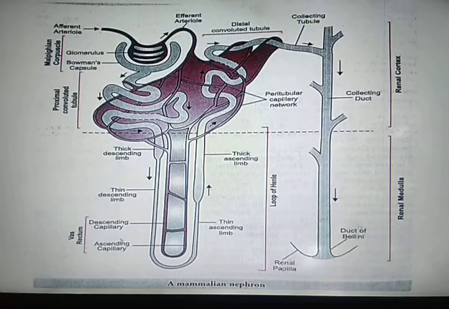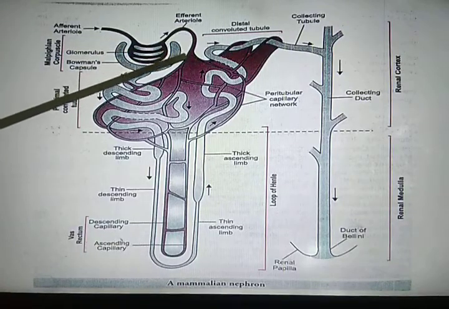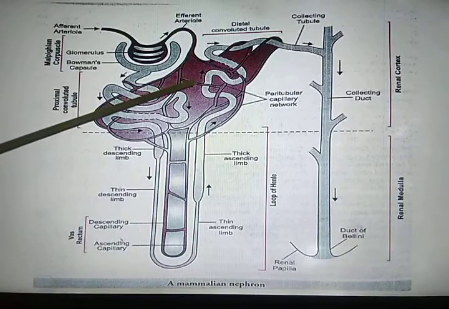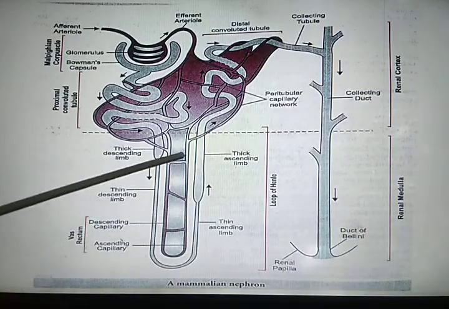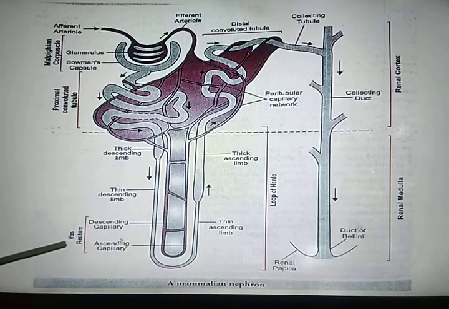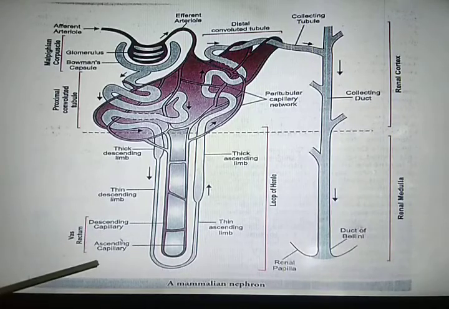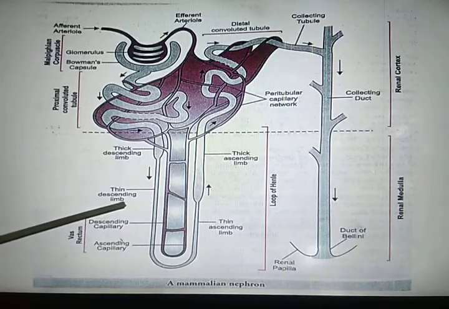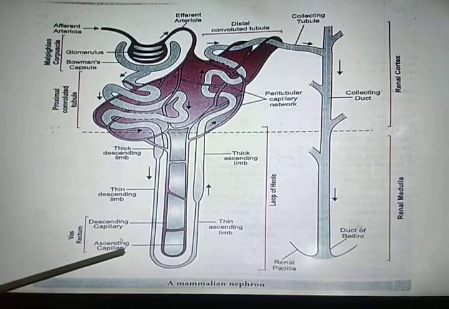Earlier we have studied about vasa recta. The efferent arteriole forms a fine capillary network known as peritubular capillary network around the renal tubules. Peritubular capillary forms a U-shaped structure along with loop of Henle, which is known as vasa recta, and it further consists of two limbs, or two branches: the descending capillary along with the descending limb of loop of Henle, and the ascending capillary along with the ascending limb of loop of Henle.